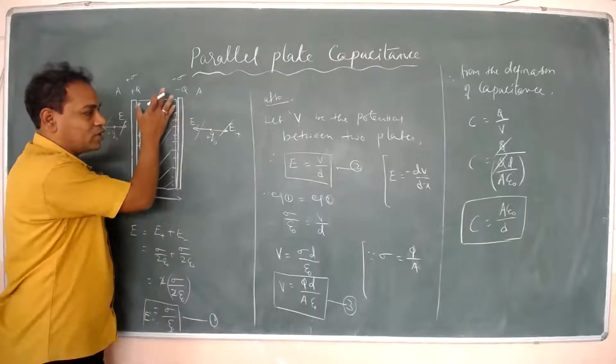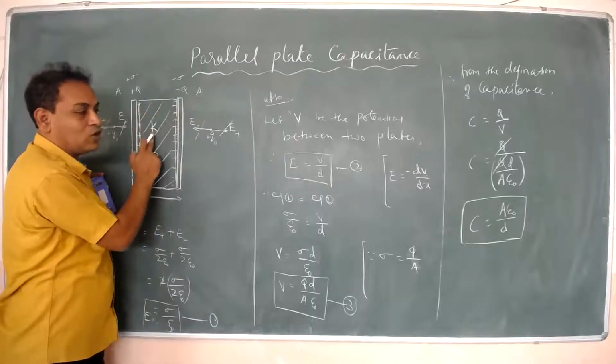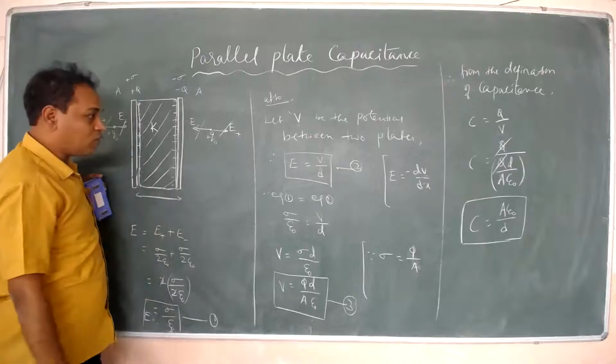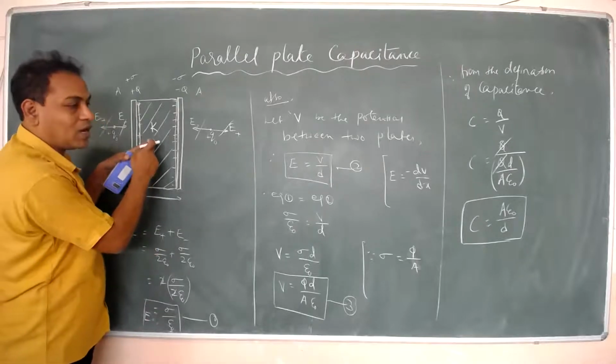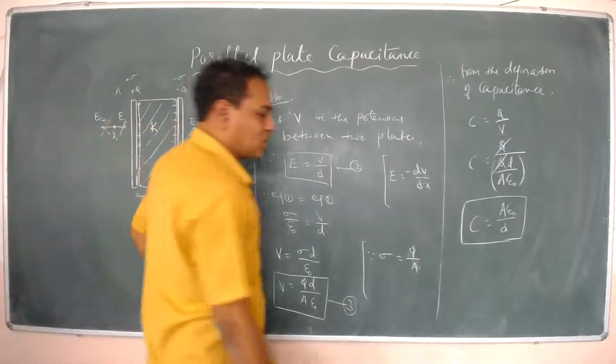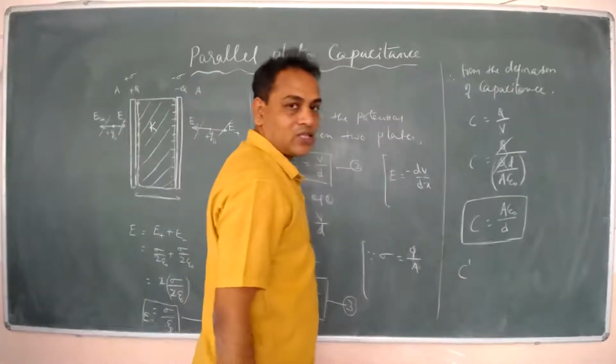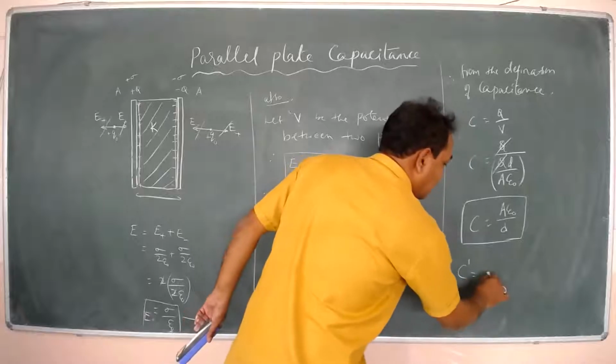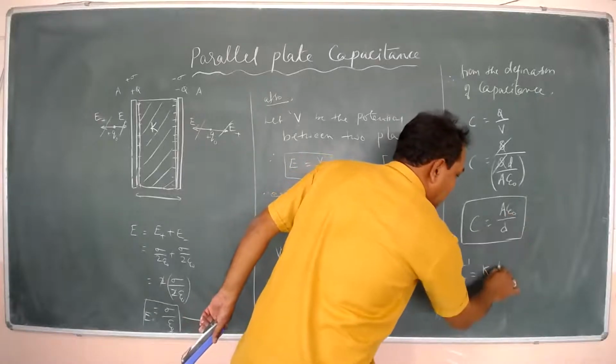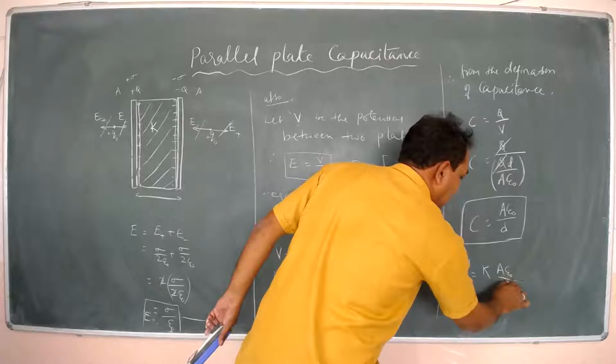Between these two parallel plates, that medium of dielectric constant K we have to add there. Therefore, the capacitance of this parallel plate capacitor, say a new capacitor C dash, is nothing but K times this value, that is K A epsilon naught by d.